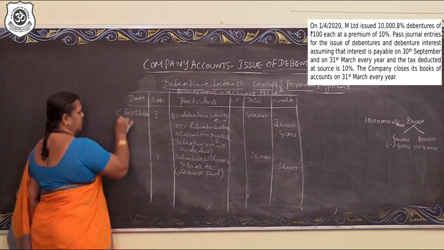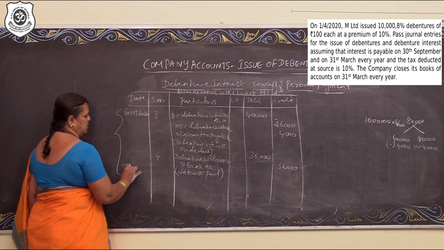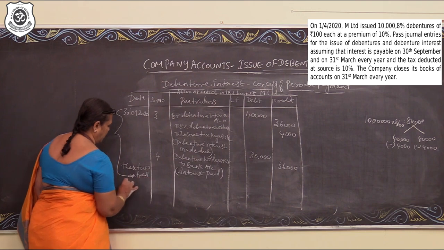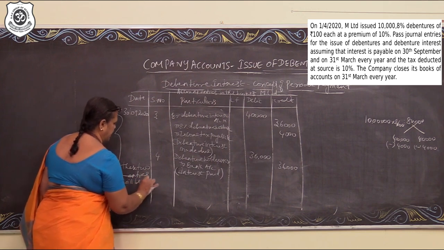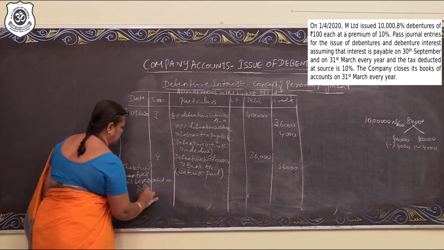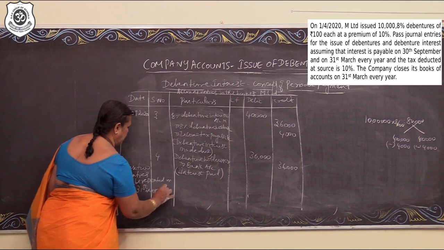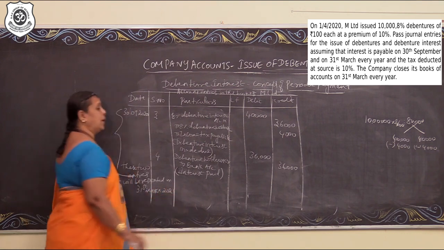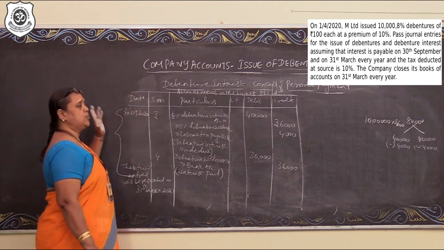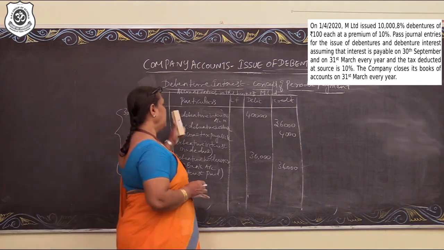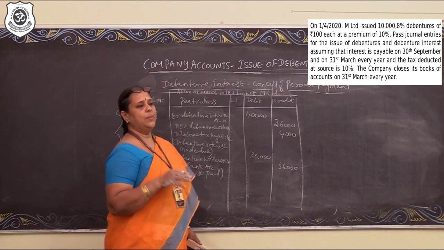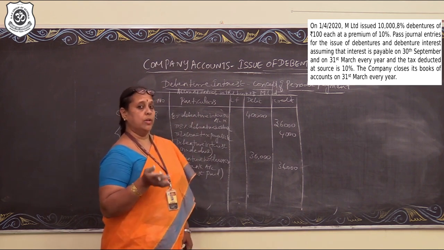Now I am just going to mark it this way. These 2 entries will be repeated on 31st March, 31st March 2021. So again on 31st March, you will pass the same journal entries with the same amount. So 3, 4 we have passed entries for interest payment on 30th September. 5, 6 will be the journal entries for payment of interest on 31st March.